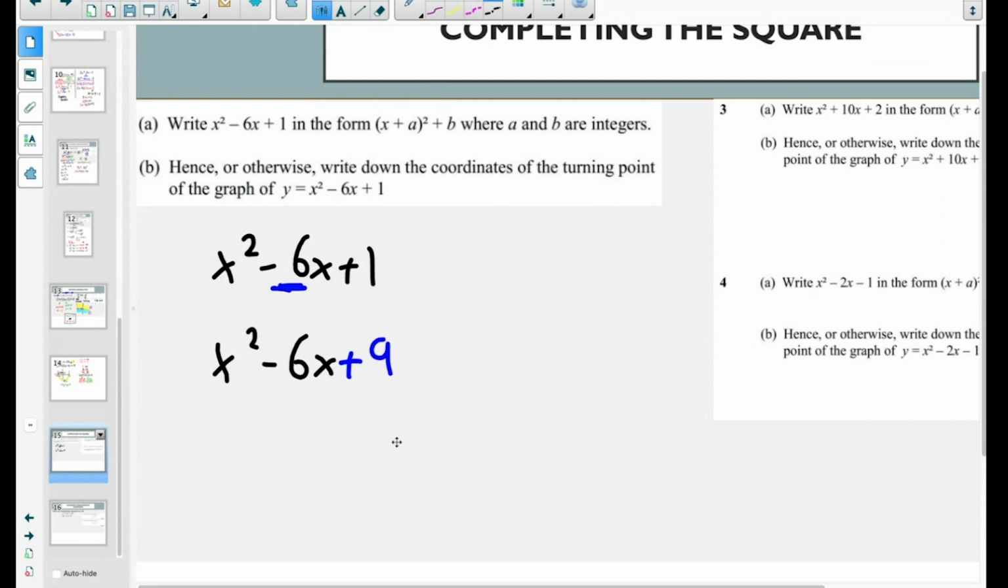But because we can't change the mathematical value of x squared minus 6x plus 1, I also have to subtract 9 at the same time. You can see here, these two would cancel out. We're not really changing anything, so we're allowed to do that.